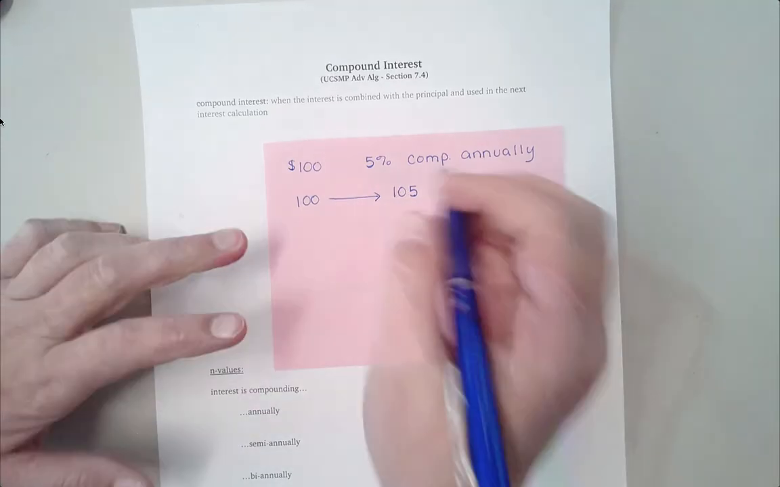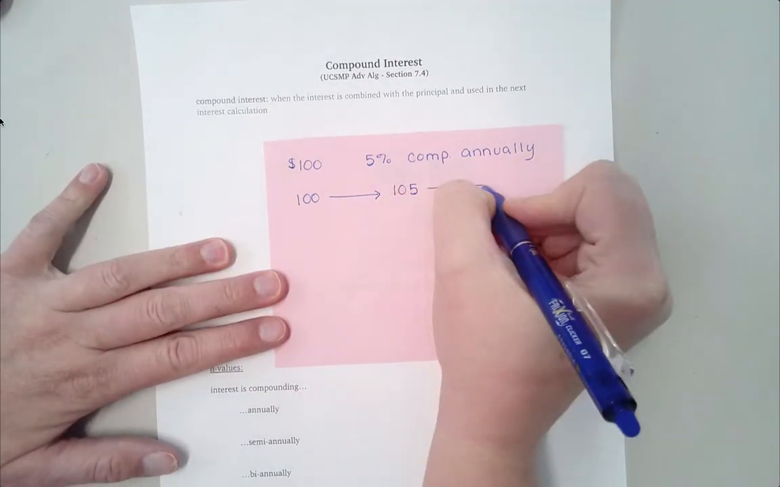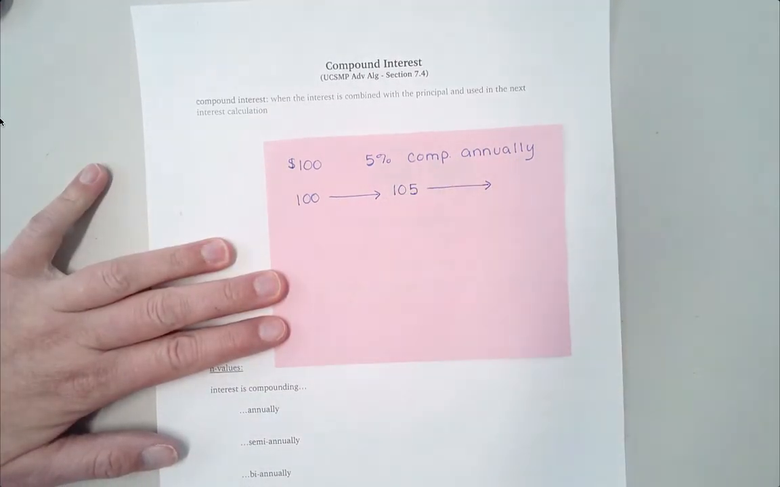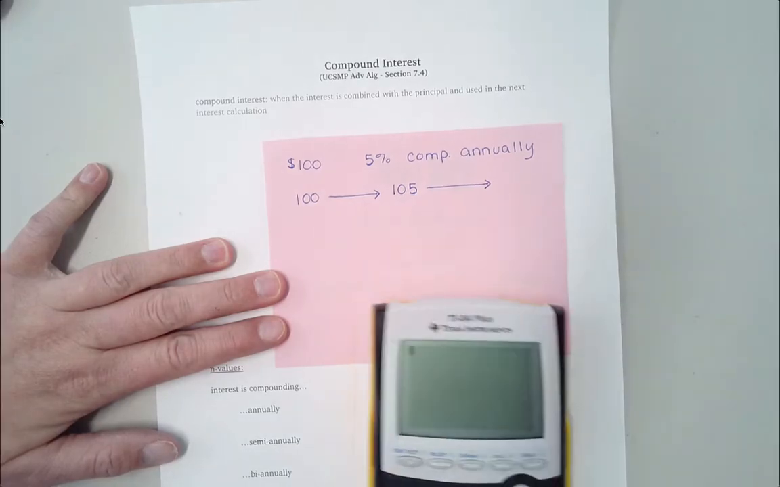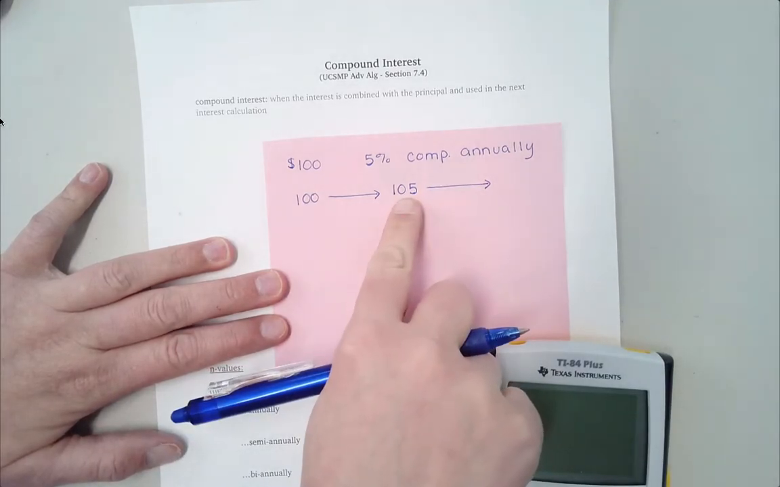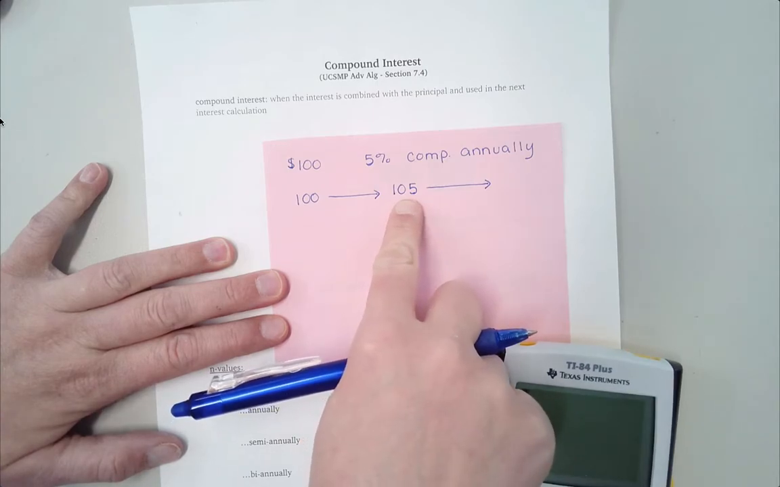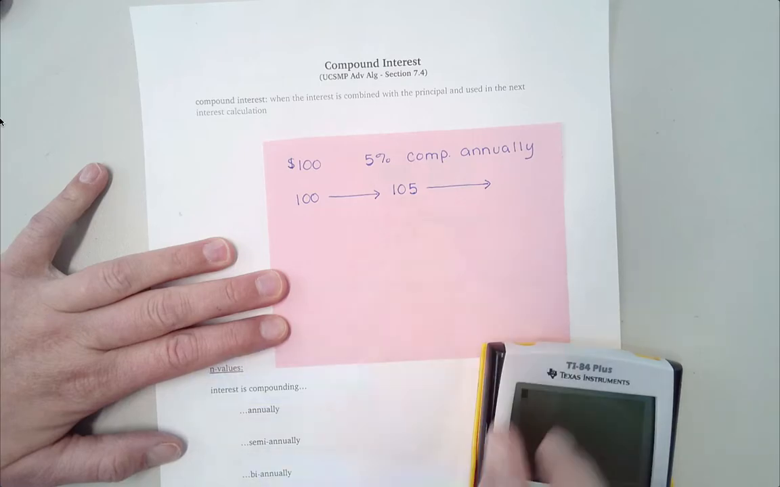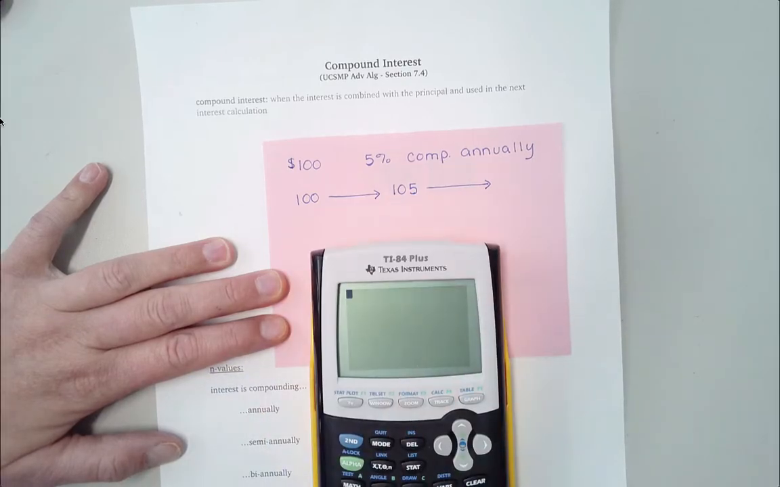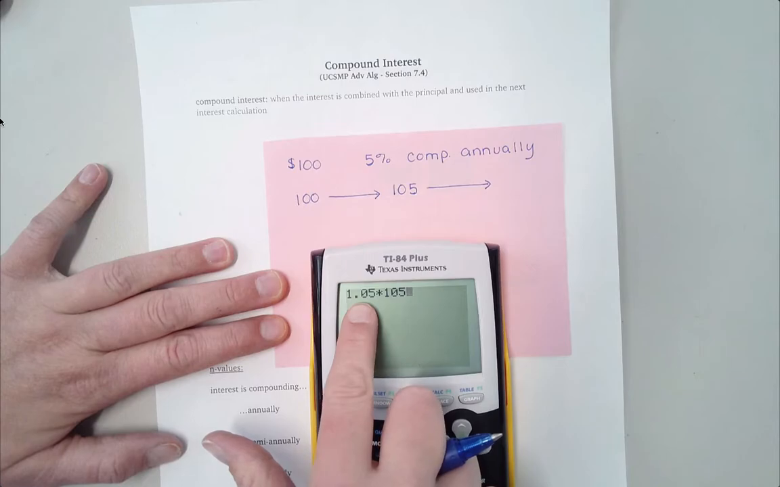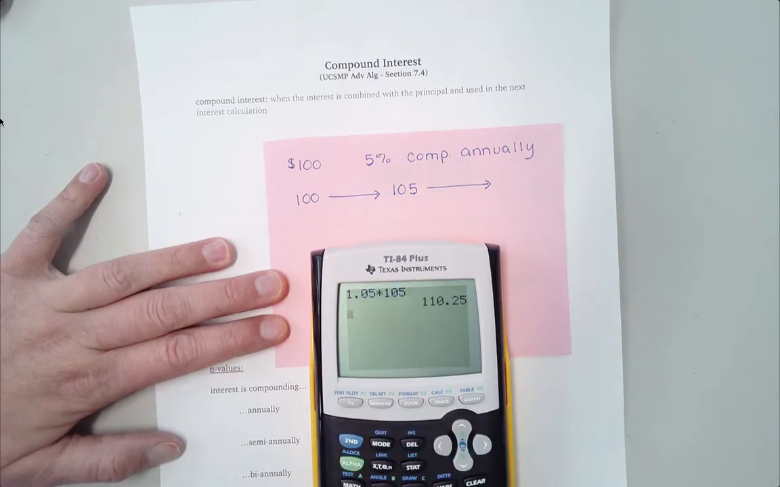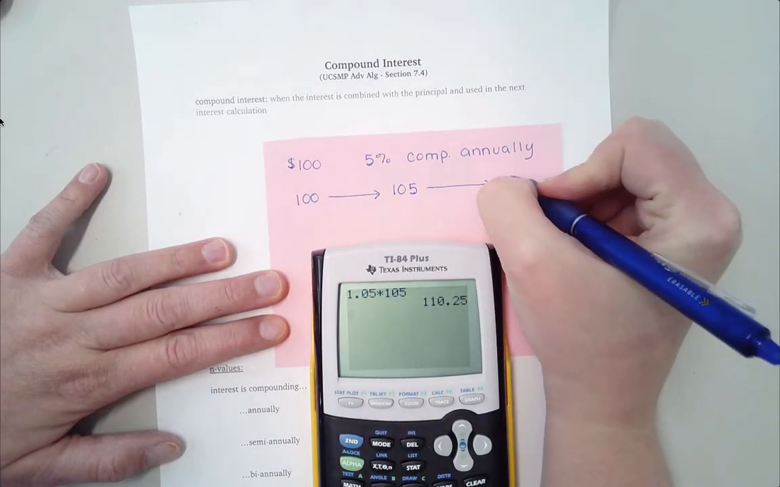Now, if you leave that money in the account for a second year, it's going to earn interest again, but now you're earning 5% of this number, and you already got some free money in there, so now you're earning 5% on that free money that you got. Just so you can see the calculation that I'm doing here, if I take 1.05 and multiply it by the 105, that's a 5% growth, right? That's what that's talking about. Now I'm actually going to have 110.25.